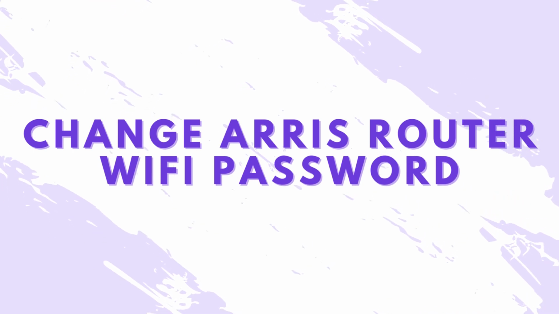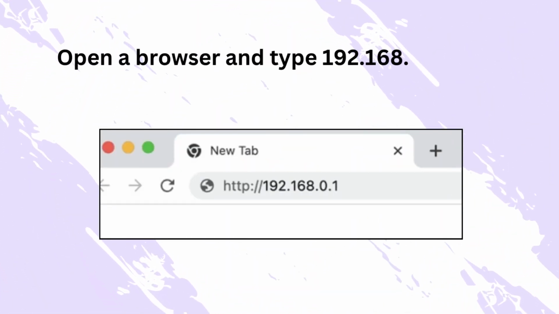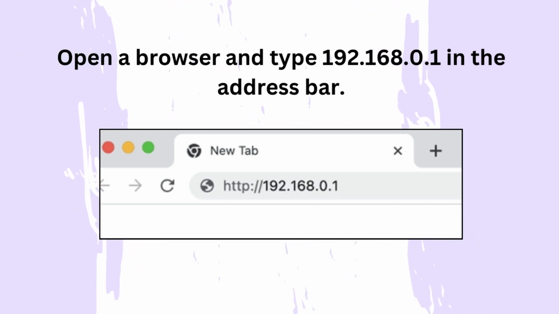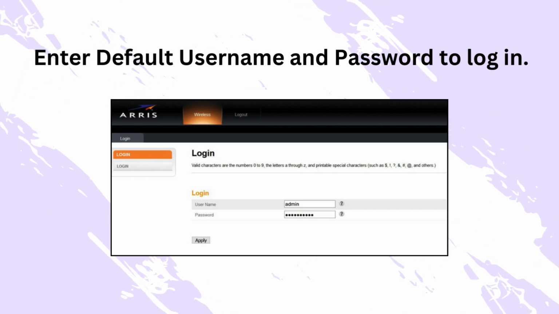Change Arris router Wi-Fi password. Open a browser and type 192.168.0.1 in the address bar. Enter default username and password to log in.